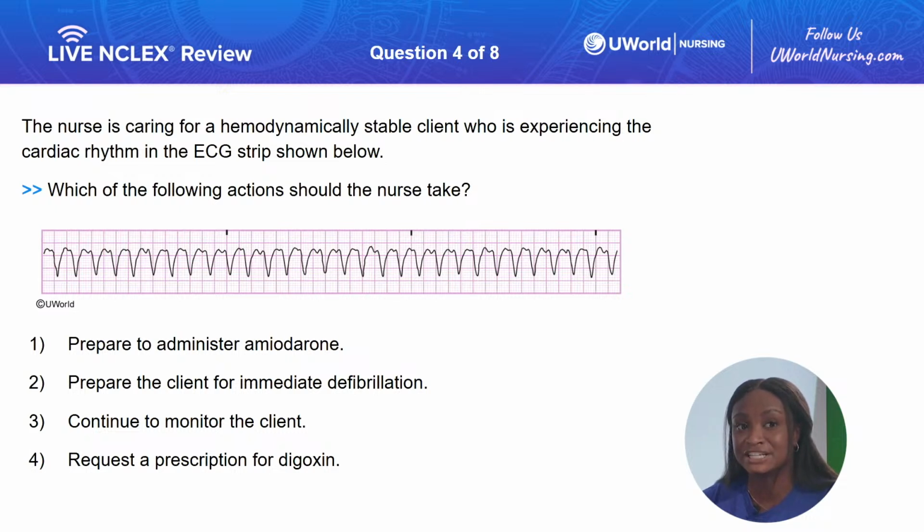Option 3, continue to monitor the client. And option 4, request a prescription for digoxin. Which one do you guys think would be the answer choice? How should I treat a client with this ECG? Looks kind of scary. Should I be scared? Should they be scared? Let me know what you guys think.